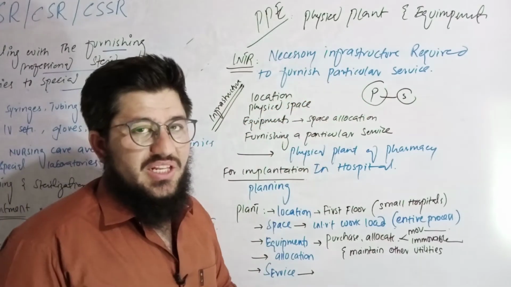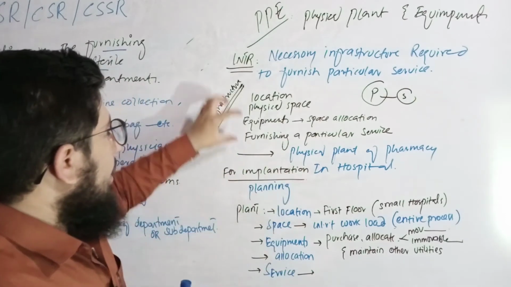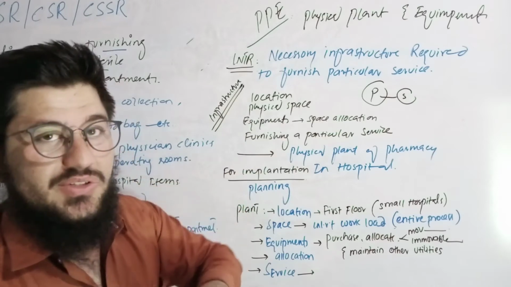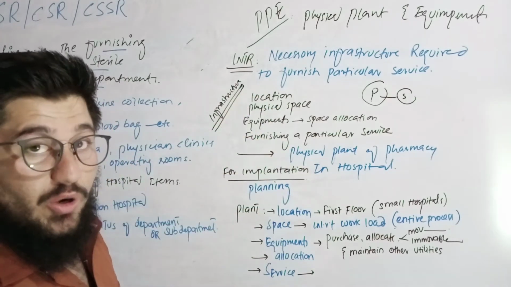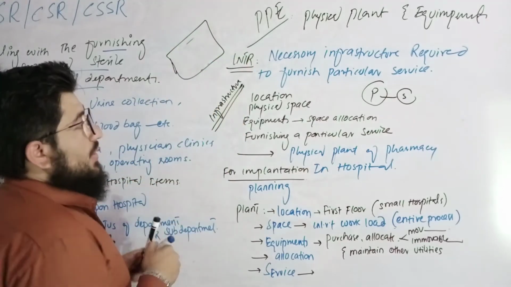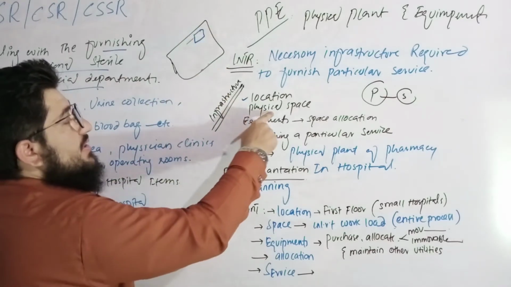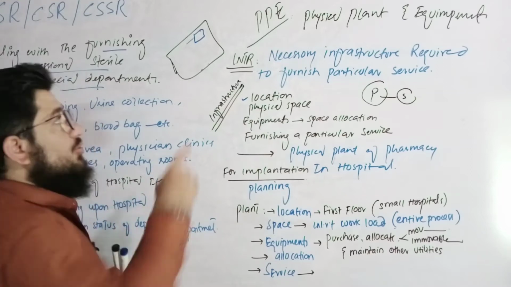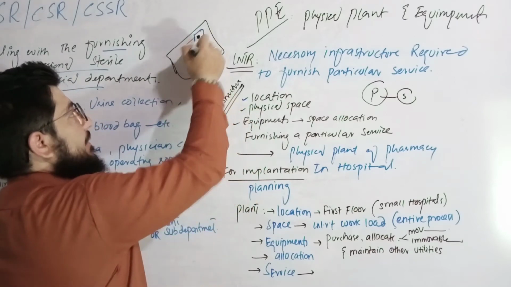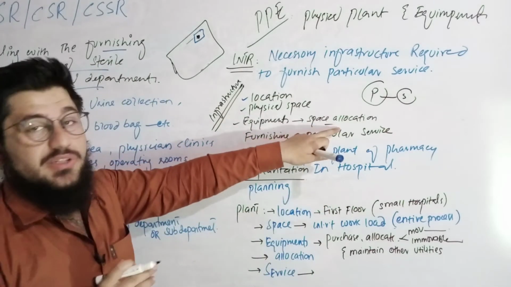Now, what does this infrastructure actually stand for, what does it mean? Let us elaborate on this a little bit more. Infrastructure is actually the location, the physical space, equipments, space allocation, furnishing a particular service. Now, what do all these points actually mean? Simple, here we have a particular area. Now, in this area, we point out a particular location. Now, in this location, we consider the space of this location, how much space this location has in this area. After that, we place some equipments in this particular area. When those equipments are placed, the space allocation is again considered for these equipments.